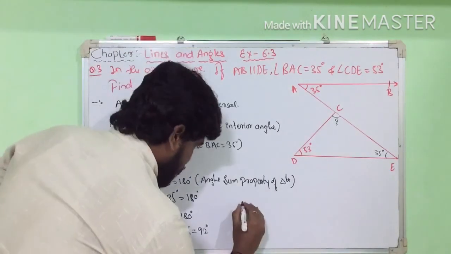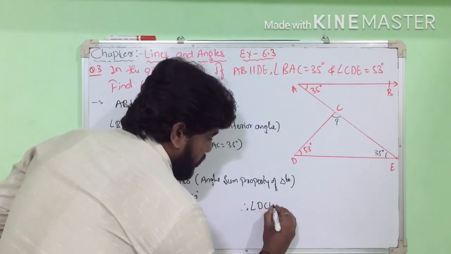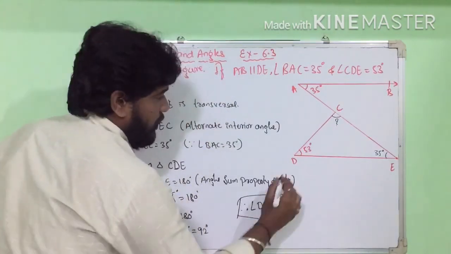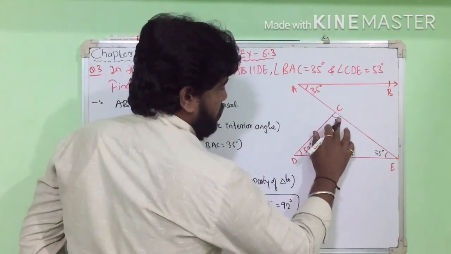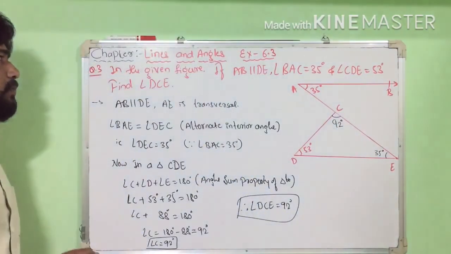So it means we can write here, therefore the angle DCE is equal to 92 degree. Angle DCE, this one is 92 degree. So this is all about this.